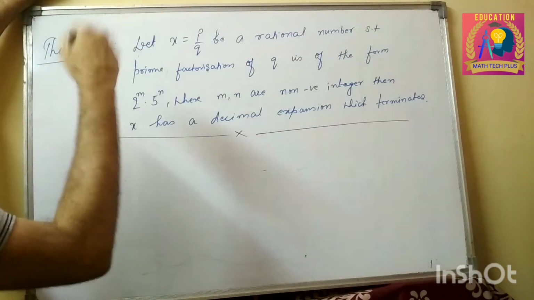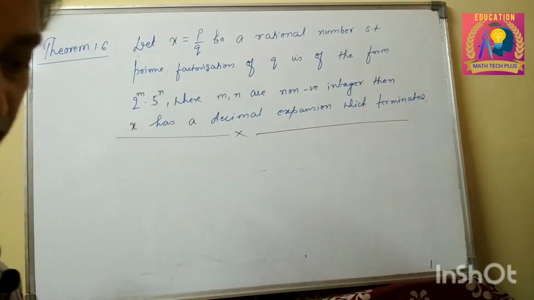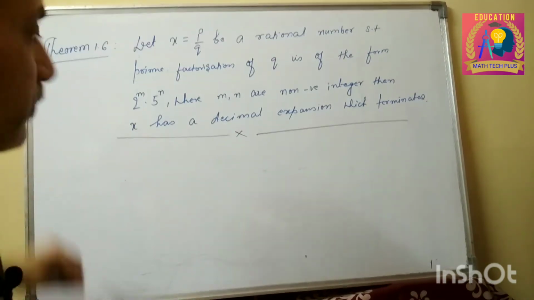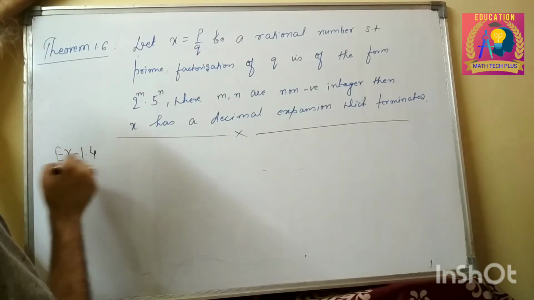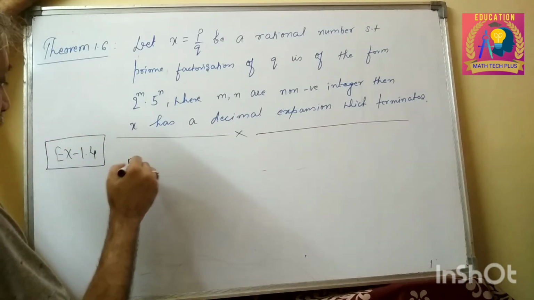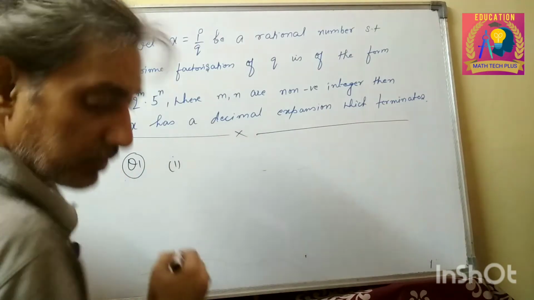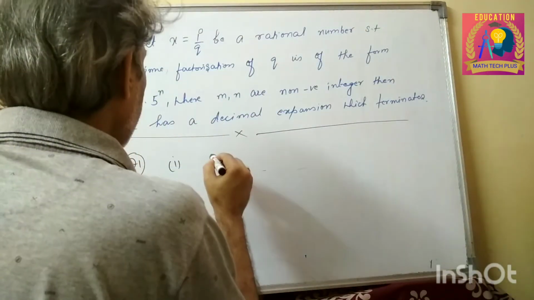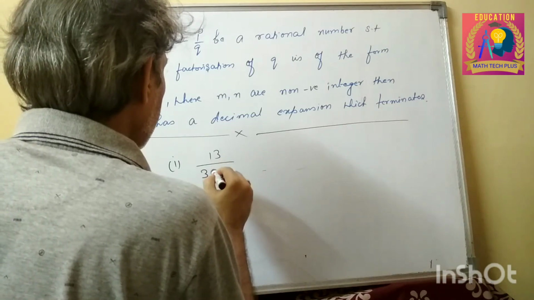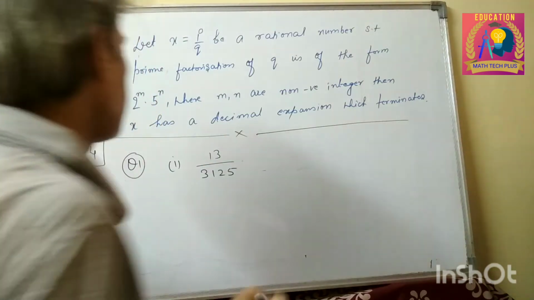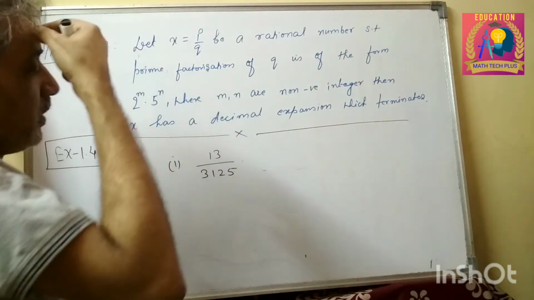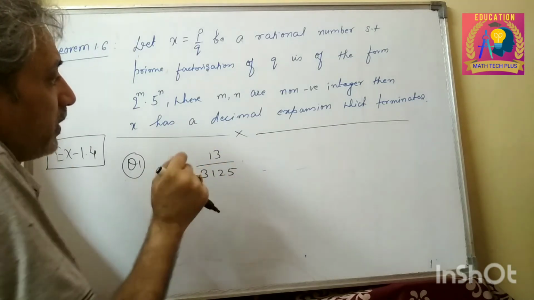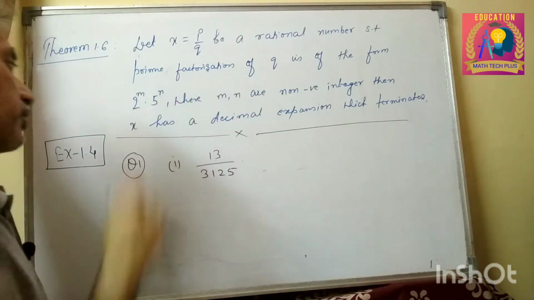To explain this theorem, I am going to solve exercise 1.4 of the NCERT book. Question number 1, part 1. The question is 13 upon 3125, 13 divided by 3125. Now, how to know whether this number terminates or does not terminate?